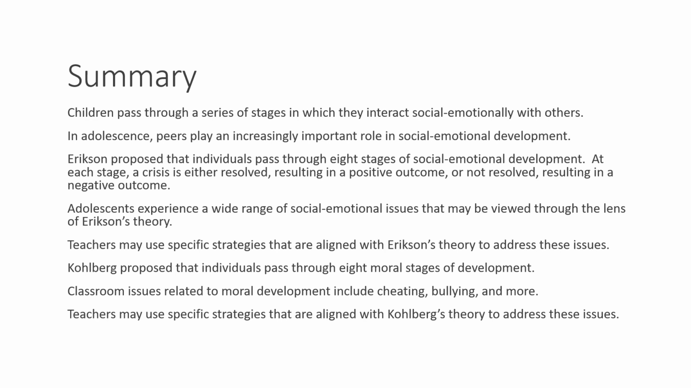Here's a summary of this lecture. Children pass through a series of stages in which they interact social-emotionally with others. In adolescence, peers play an increasingly important role in social-emotional development. Erikson proposed that individuals pass through 8 stages of social-emotional development. At each stage, a crisis is either resolved, resulting in a positive outcome, or not resolved, resulting in a negative outcome. Adolescents experience a wide range of social-emotional issues that may be viewed through the lens of Erikson's theory. Teachers may use specific strategies that align with Erikson's theory to address these issues.